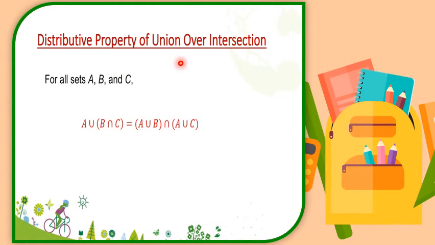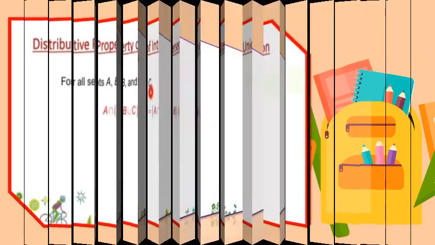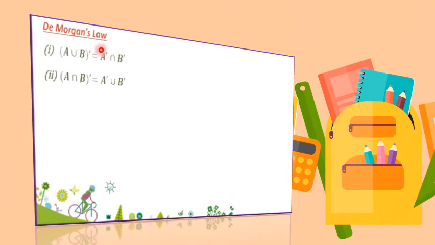Distributive property of union over intersection. This is the distributive property of union over intersection, and we get this answer for A union (B intersection C): we get (A union B) intersection (A union C). For the distributive property of intersection over union, this is the property. Then we have De Morgan's laws, and these are the two De Morgan's laws, right?